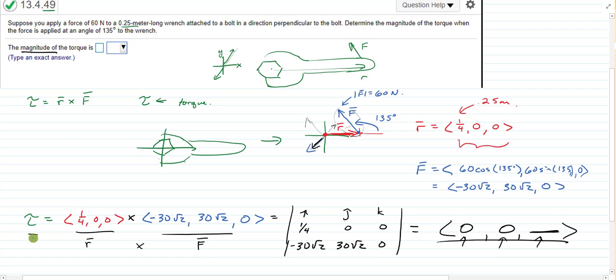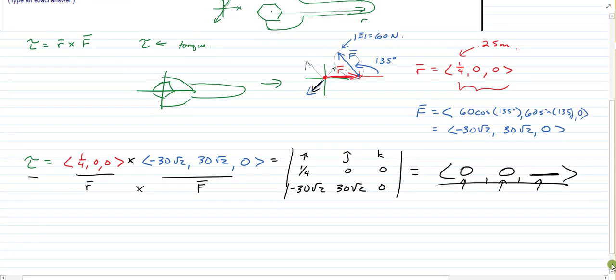But I think there's a better way to do this problem, and we hopefully saw this as we were working through the earlier questions in this homework. If all we want to know is the magnitude of the torque vector, which is what we're asked here, we're asked to find the magnitude of r cross f, we can compute this by simply taking the magnitude of the first vector times the magnitude of the second vector times the sine of the angle between those two vectors.